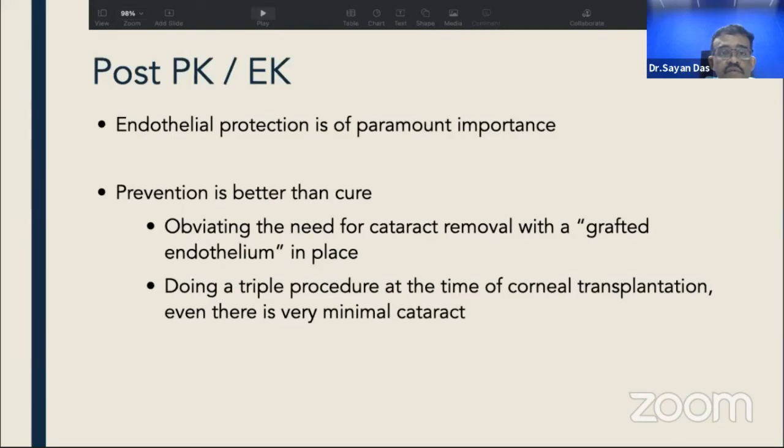If we go for cataract surgery after a PK or an EK, ideally we should already have done the cataract surgery along with the corneal procedure. Endothelial protection is of paramount importance. Prevention is better than cure, so avoid the need for cataract removal with a grafted endothelium in place by doing a triple procedure at the time of corneal transplantation, even if there is minimal cataract.